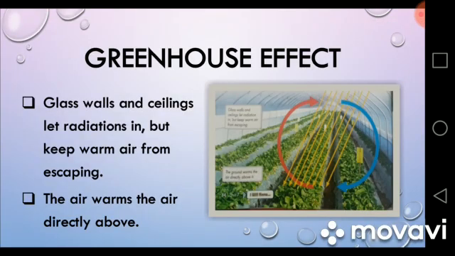Greenhouse effect. The picture shown in your textbook is a picture of the greenhouse effect. The farmers use this effect to grow the plants at the required temperature. Actually, the glass walls or the ceilings of this greenhouse let the radiation come in, but they prevent it from escaping. These radiations keep the air warm inside it, and the air warms the air directly above it also.